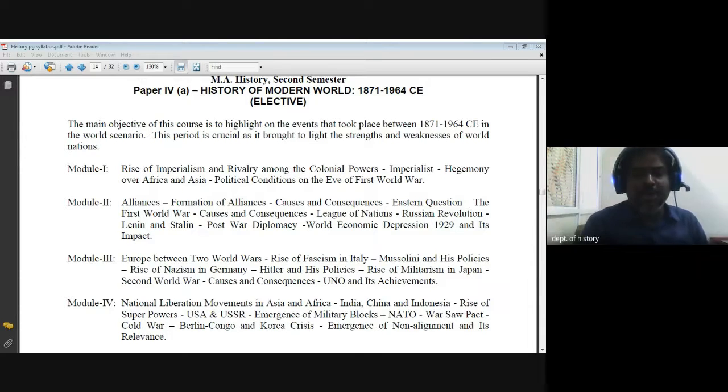Okay, so when you see in Module 4, after the Second World War, a huge and heavy loss has taken place overall for the countries of the world. Particularly due to the loss in the Second World War, many European countries are leaving their colonies in Asia and Africa.